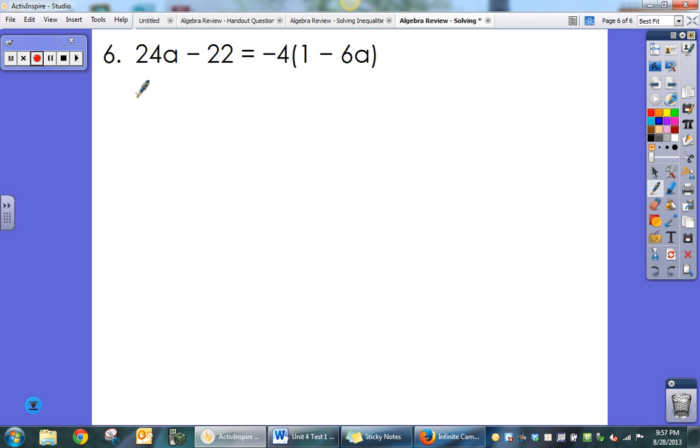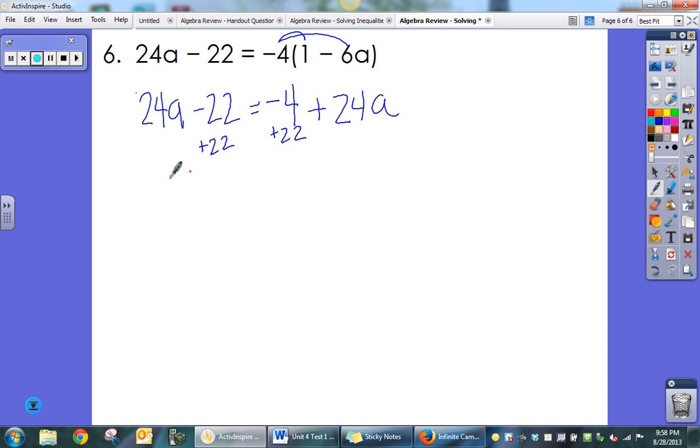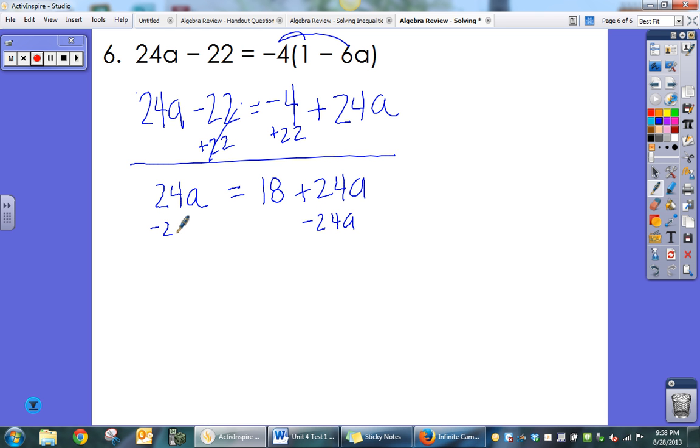Last example, I'm going to distribute my negative 4. So 24a minus 22 was negative 4 plus 24a. And then I'm going to get my constants on one side, my variables on the other. So I'm going to go ahead and add 22. 24a equals, when I add negative 4 and 22, I get 18 plus 24a. And subtract to move it over to the other side.